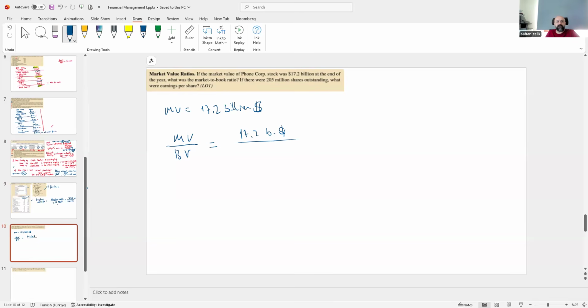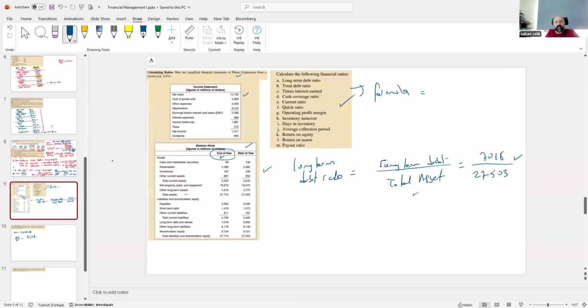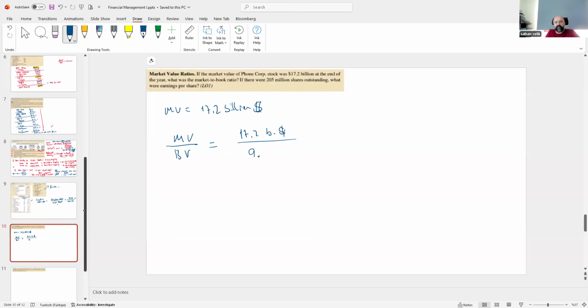So what is the book value? Go and check the balance sheet and see the shareholders' equity, which is 9.724 billion. Please don't forget this point, 9.724 billion. So you will divide 17.2 by 9.724, okay? So this is going to be the market value to book value ratio. So what else does it say?